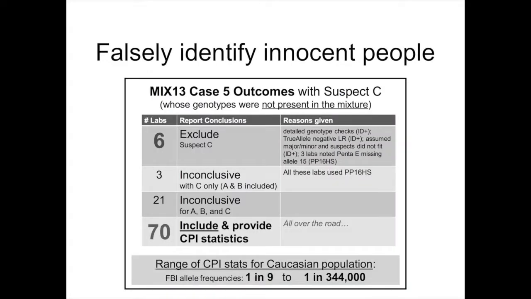There was another study done in 2013 by NIST again. It kept growing. This is a snapshot where 100 labs responded. This was a 3-person mixture, and they asked if one of the people was included. Now, they knew the person was not in the evidence. He actually wasn't in the DNA. 70% of laboratories in the study said, he's there. And they gave a CPI match statistic of the type that would be used in court. Their numbers ranged from 9 to 340,000.